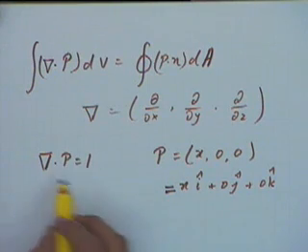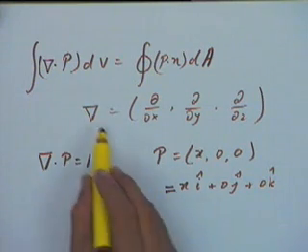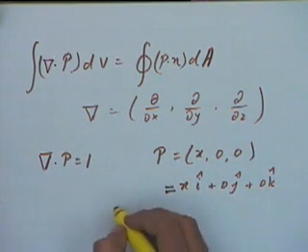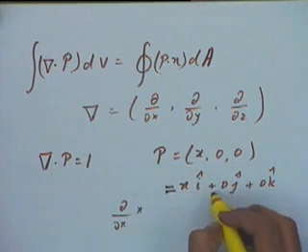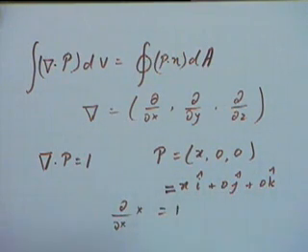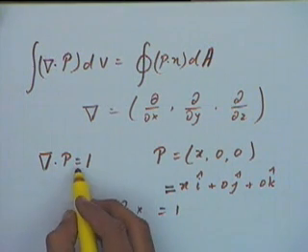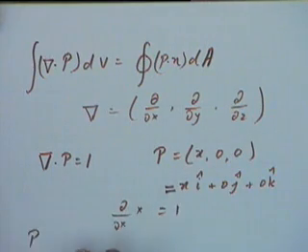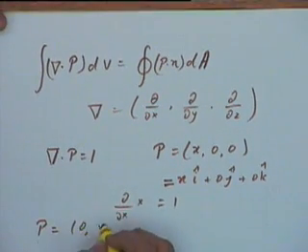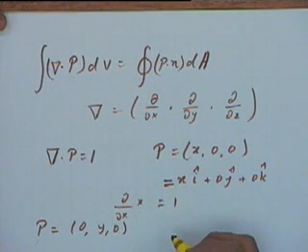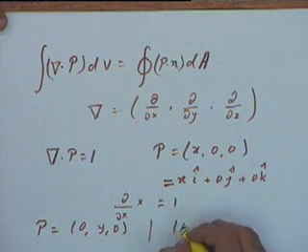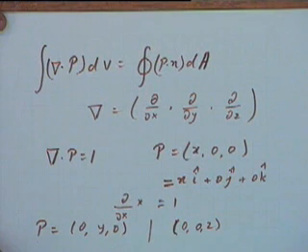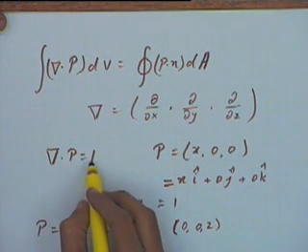If I take P to be this, then del dot P will be equal to 1, because I will take the dot with this operator, and we will get del by del x of x plus the other two terms as 0, which is equal to 1. So del dot P will be equal to 1 in that case. Or instead of x 0 0, I can also take P to be equal to 0 y 0, or I can take it to be 0 0 z.